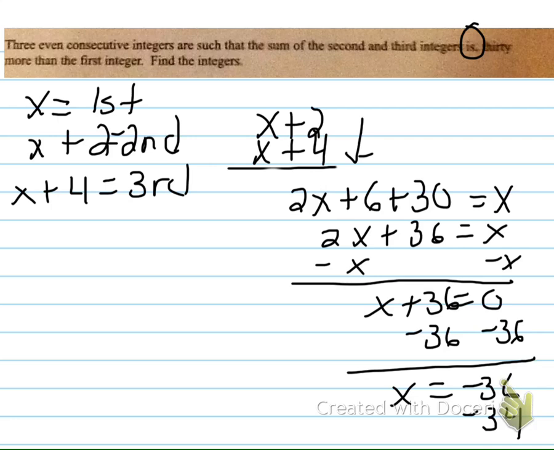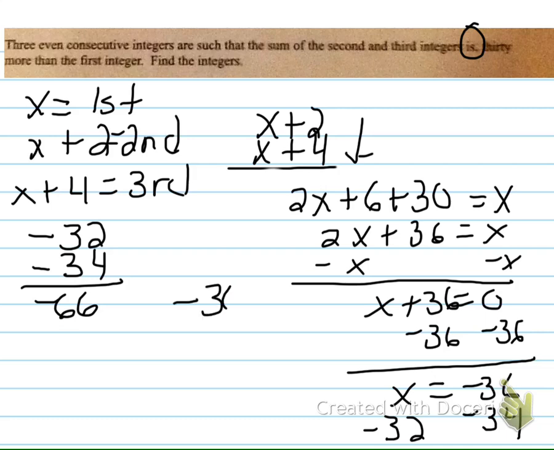So my second and third numbers then are negative 34 and negative 32. And I need to look at the sum of those in my recheck here, negative 32, negative 34, and I see that they add up to negative 66. And this sum of negative 66 should be 30 more than the first integer. Well, the first integer was negative 36, and if you added 30 to negative 36, you would get negative 66. So I know that I have now set that up correctly and have the correct answer. Okay, let's try another one here.